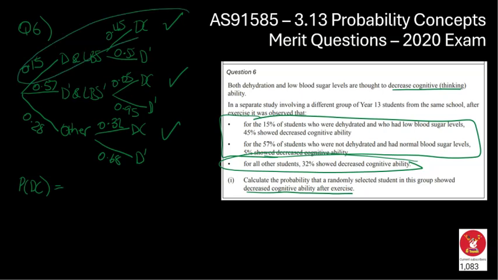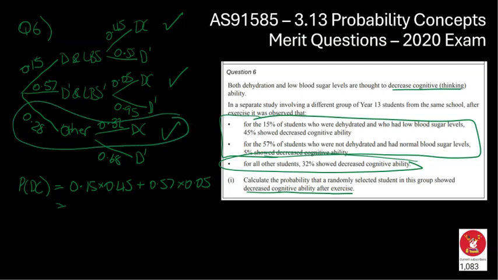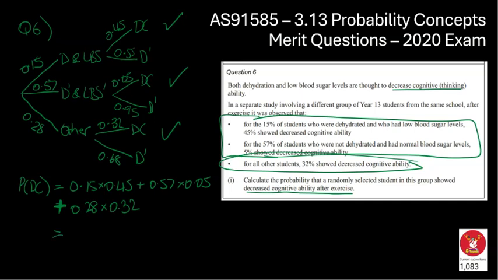So the first branch would have been 0.15 times 0.45. So it's going to be the first bit of my calculation. So 0.15 times 0.45. We're then going to add on the second branch, 0.57 times 0.05. So it's going to be plus 0.57 times 0.05. And then finally, this third branch here, 0.28 times 0.32. Oh, I've written an equal sign there, but that should be a plus sign, shouldn't it? Finally, we're going to plug that into our calculator. When I did this earlier, I got 0.1856.